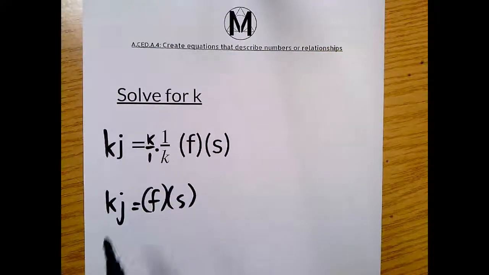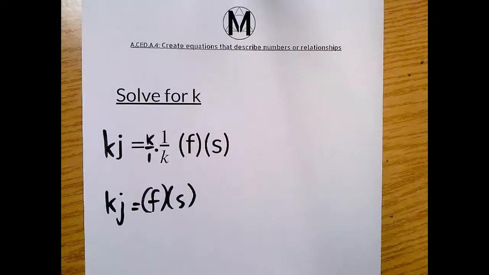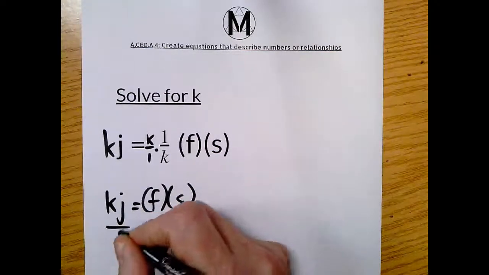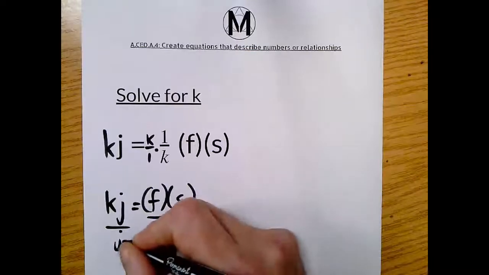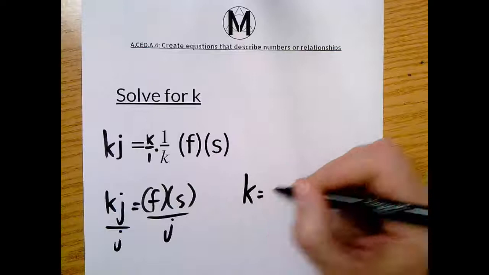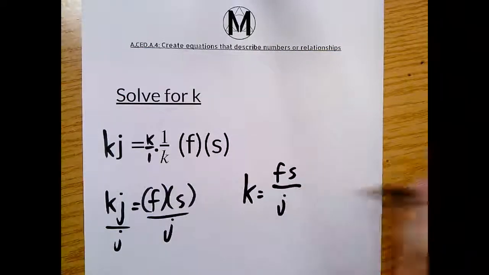Why is this k not alone now? Well, it's being multiplied by j. What is the opposite of multiplying by j? We can divide by j. So I divide both sides by j. Those j's cancel, and I get k is f times s divided by j.